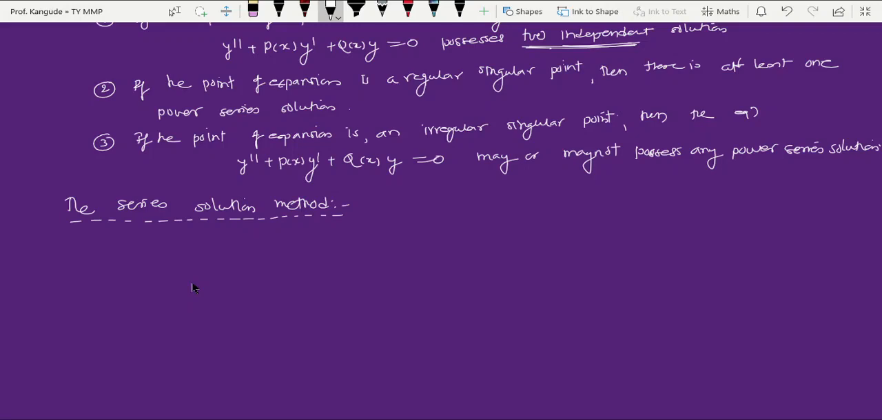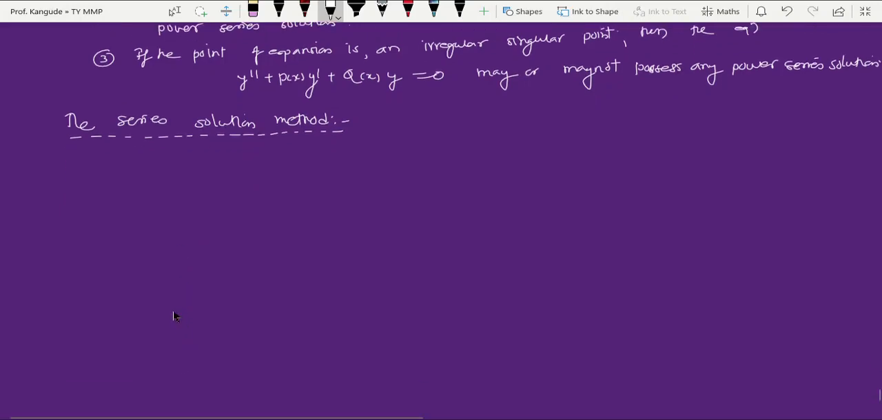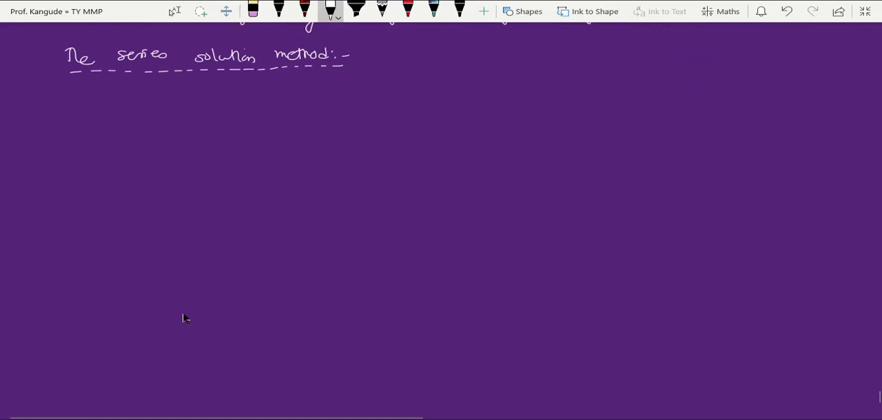Okay, before that, let me say something about what a power series is, what its format is, and how it is expanded. So again start with this. If the differential equation is of the same type as we have written earlier, y'' + p(x)y' + q(x)y = 0.